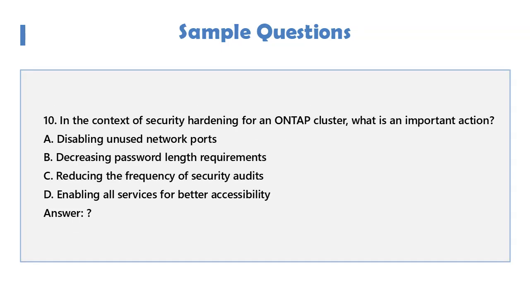10. In the context of security hardening for an ONTAP cluster, what is an important action? A. Disabling unused network ports. B. Decreasing password length requirements. C. Reducing the frequency of security audits. D. Enabling all services for better accessibility.